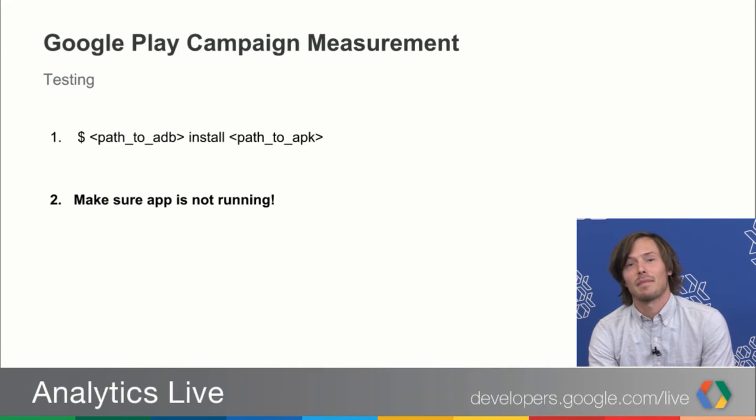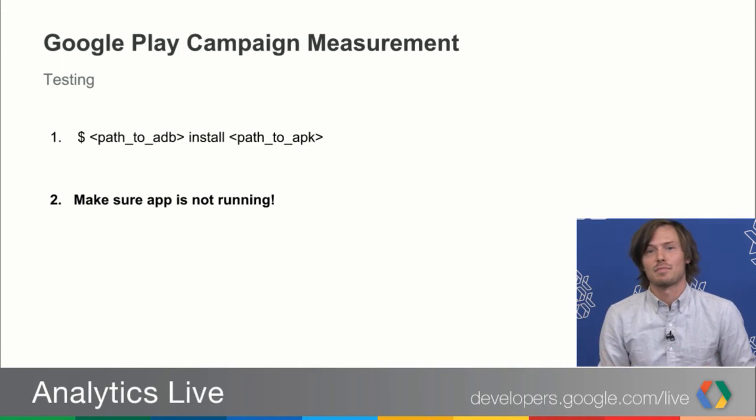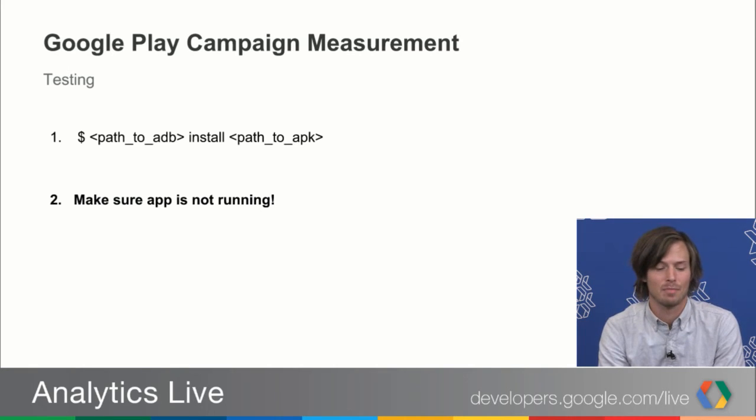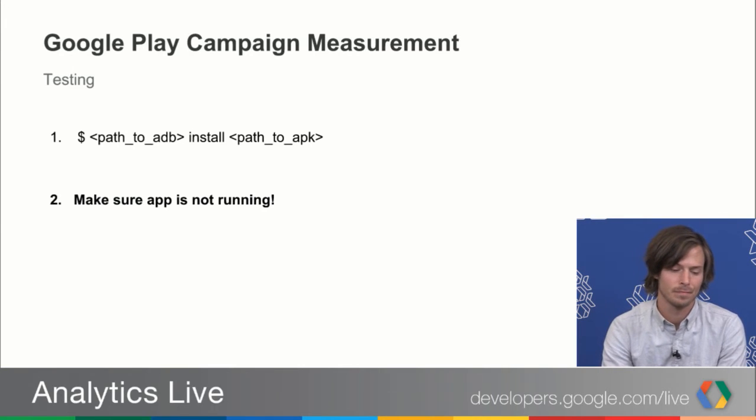Step 2 is make sure the app isn't running. That causes problems with the way that the Google Play broadcast receiver and the service are designed to work. So just make sure the app isn't running. Just install it, but don't actually open it.